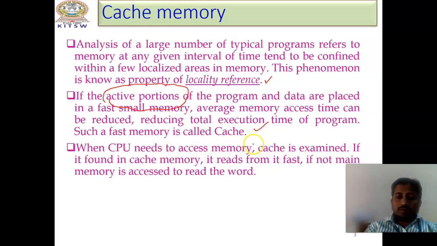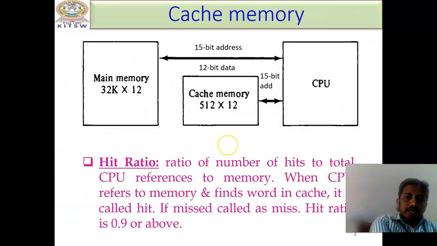When the CPU needs to access the memory, the cache is examined first. If the data is found in the cache memory, it reads from it, which is fast. If it is not found, it goes to the main memory, which is a slow process. So when data is read from the cache memory, it is called fast.